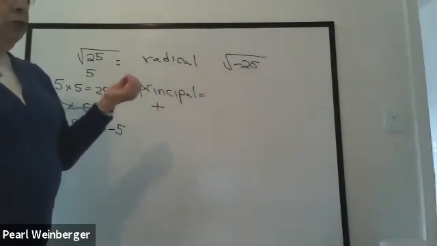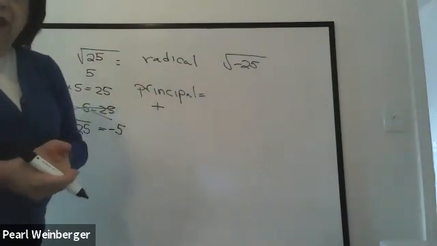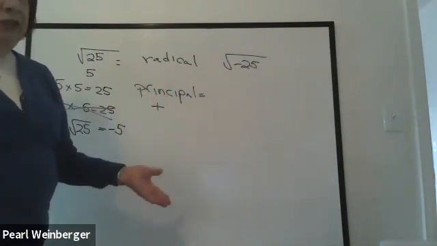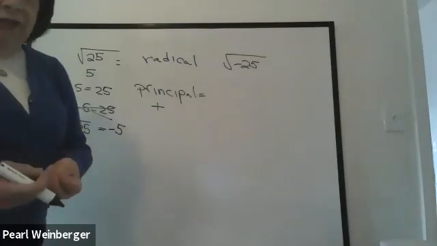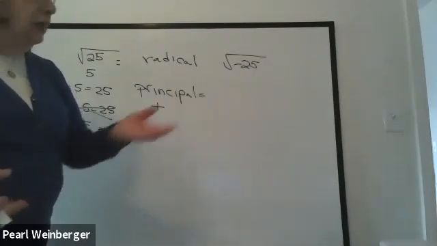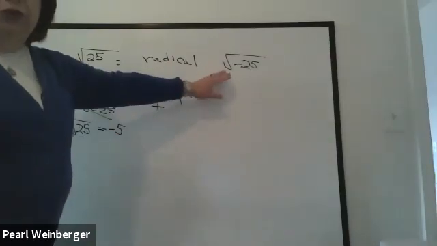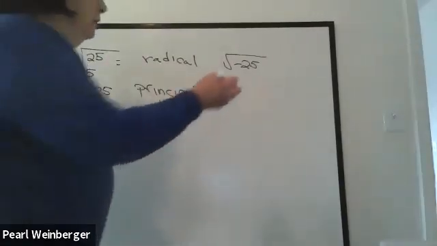Why? Because there's no real number that when you multiply it by itself will give you a negative 25. It can't be positive 5 because a positive times a positive is positive. And it can't be negative either because negative 5 times negative 5 will give you also positive 25. So in terms of real numbers, this is something that can't be done.